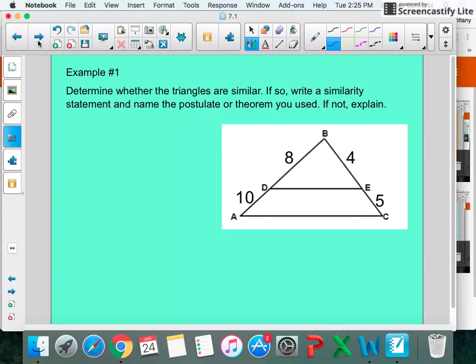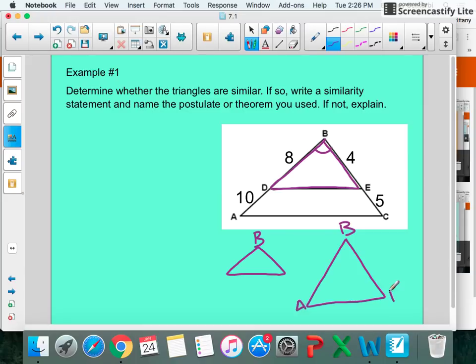The first one here, we're trying to determine if it's similar, and then we're going to give a similarity statement if it is. So our first one, we have two triangles here. We've got triangle DBE, and we have triangle ABC. So I'm going to break them up, the smaller one and the bigger one over here. Now, the angle that they share is here in the middle. If we look, they both have angle B. So we already know that we have one angle. So we're either going to use side, angle, side, or angle, angle.